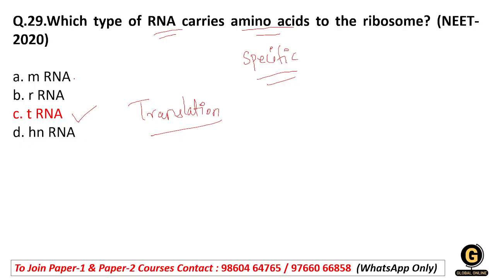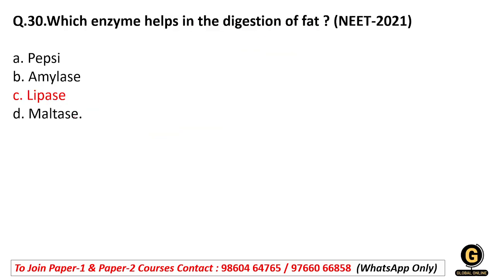And this question was asked in the year 2020. Okay, next question, which enzyme helps in the digestion of fats? So options are pepsin, amylase, lipase and maltase. So the right answer is C, that is lipase.